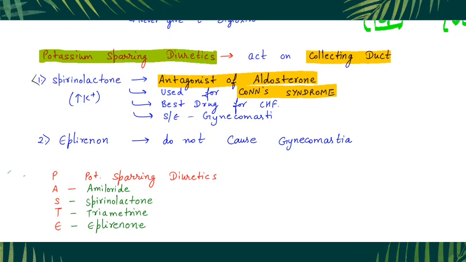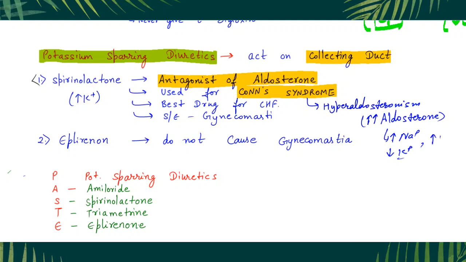So what is the drug for Conn syndrome? That is spironolactone. What happens in Conn syndrome? Hyperaldosteronism, which means more aldosterone will be there. So in Conn syndrome, what does the aldosterone do? It will increase the sodium and decrease the potassium. Welcome sodium, bye bye potassium. And in very severe hyperaldosteronism, it can also increase the calcium.